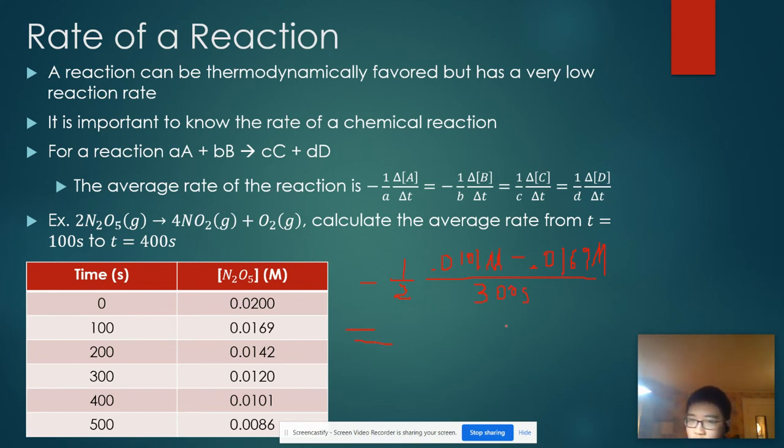So let's plug this into a calculator. Well, the value is 1.10, because we have 3 significant figures, times 10 to the negative fifth. Let me check again with a calculator here. Okay, it is 1.10 times 10 to the negative fifth. Remember, the unit is molarity per second.